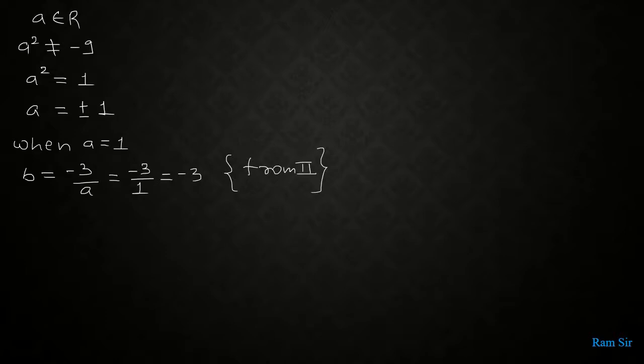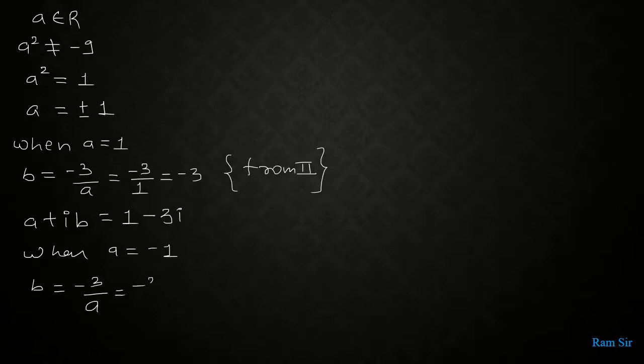So now we have found a and b, so we can write a plus ib is equal to a's value 1, b's value minus 3, with i. This is the answer of a plus ib. Similarly, now one more answer is possible. When a is equal to minus 1, then we update the value of b again, we get minus 3 upon a, which is minus 3 upon minus 1, which gives you the answer as 3. Again you are getting this from equation number 2.